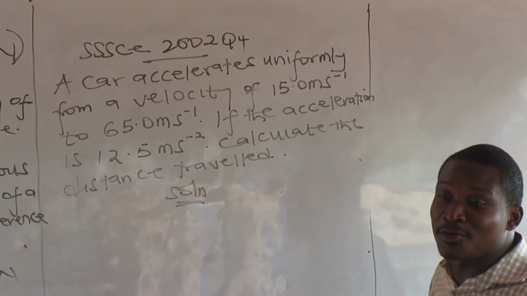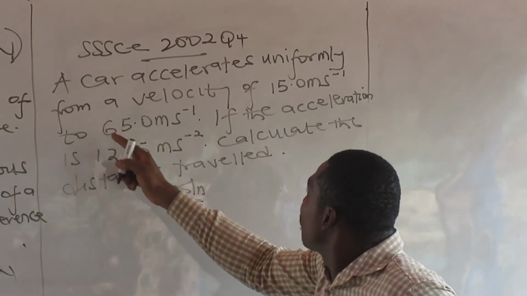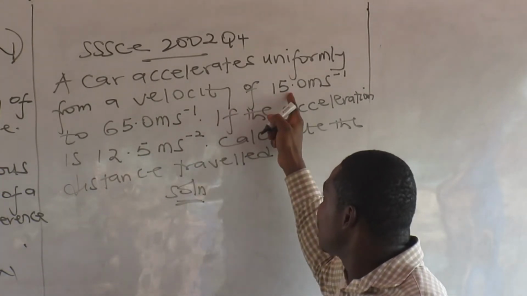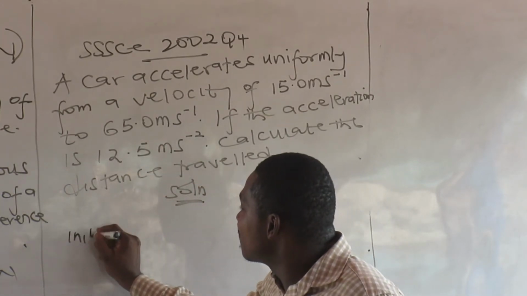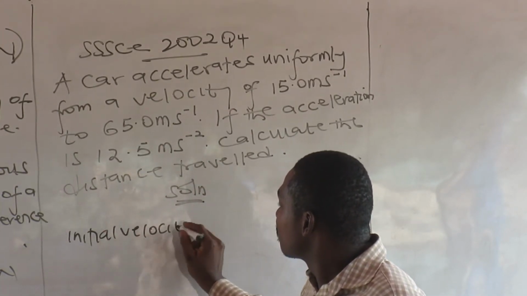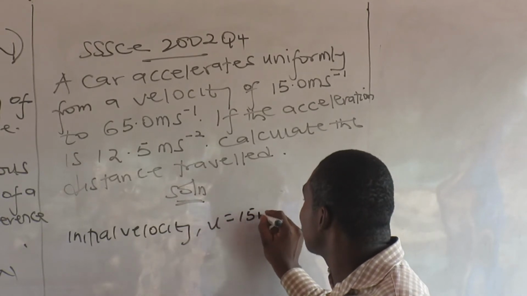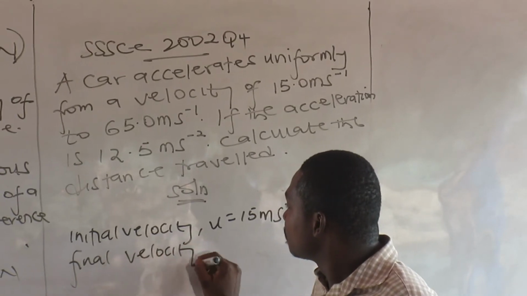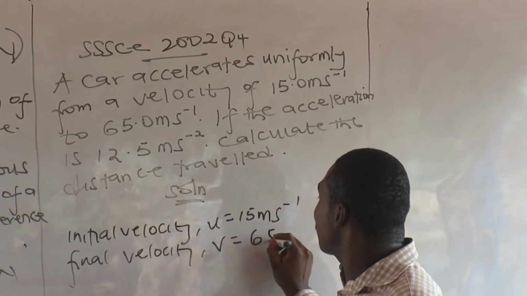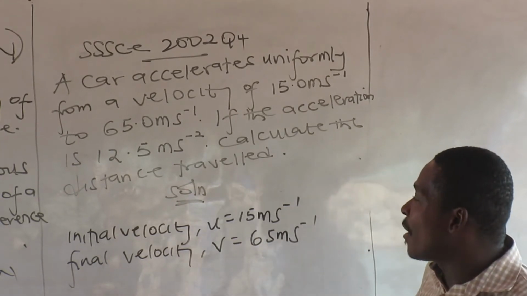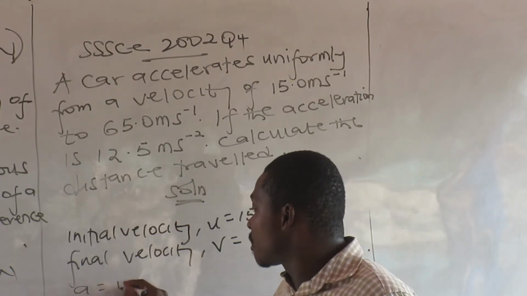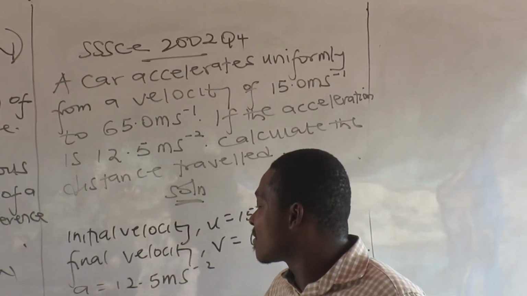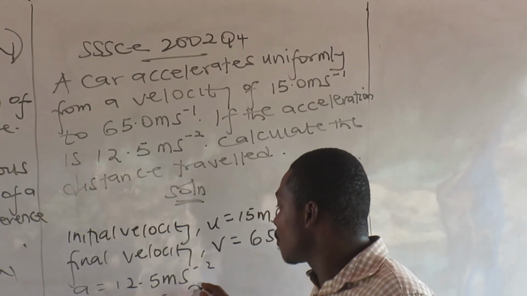Let's look at the next question. A car accelerates uniformly from a velocity of 15 to this. If it's from this to this, it means my initial velocity, that's the u, is 15, and my final velocity is 65 meters per second. If the acceleration is 12.5 meters per second squared, calculate the distance traveled. Distance denoted by S.